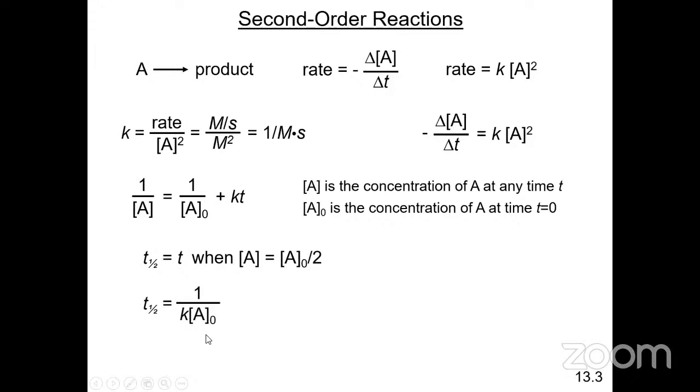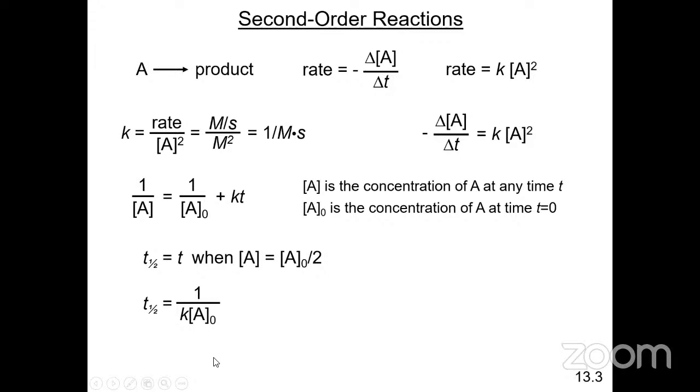I won't go through the steps. If you need help with that, let me know. You can come and see me or call me on Skype, right? But basically, when you substitute T for T half and initial concentration of A divided by 2 for A here, then you're going to end up with this equation right here, right? So this equation here gives you the half-life of a second order reaction.